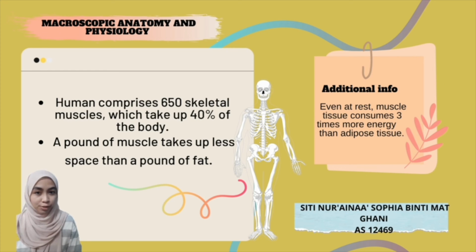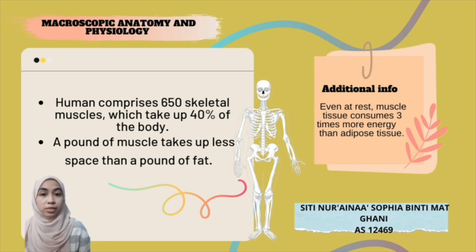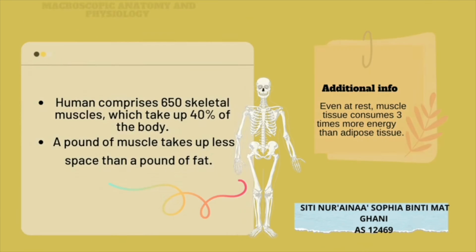650 skeletal muscles and their associated tissue make up approximately 40% of the weight of an average human. A pound of muscle takes up less space than a pound of fat, because muscle tissue is more dense than fat. Before we move to the next slide, I just want to add one additional piece of information: even at rest, muscle tissue consumes 3 times more energy than adipose tissue.